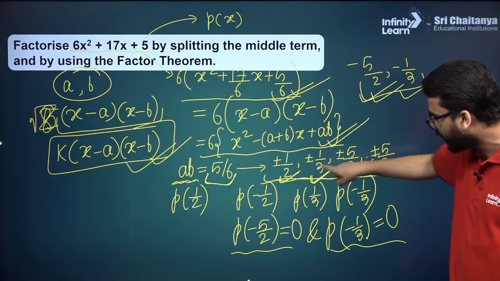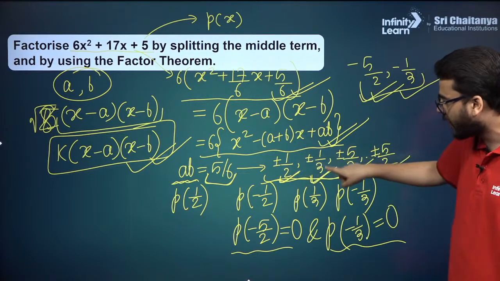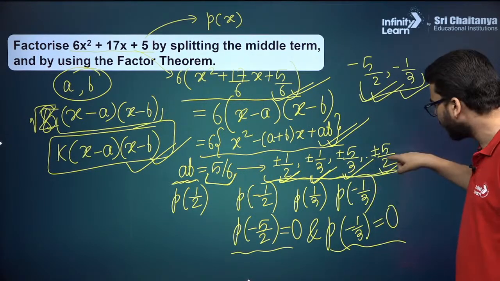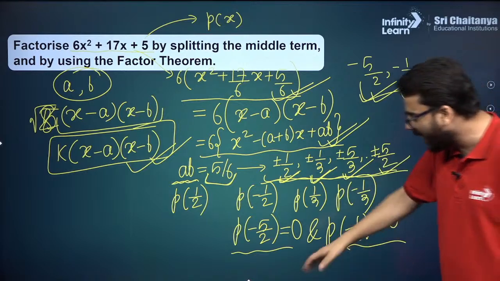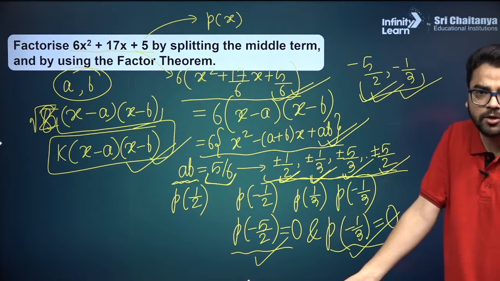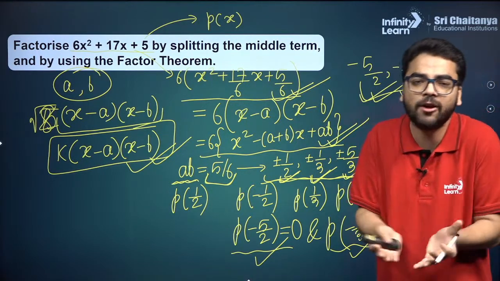So you have to start from the very basic. Put 1 by 2, put minus 1 by 2, put 1 by 3, put minus 1 by 3, put 5 by 3, put minus 5 by 3, put 5 by 2, put minus 5 by 2. Automatically you will get those two values at which the value of the polynomial will be equal to 0. And that is the meaning of zeros.